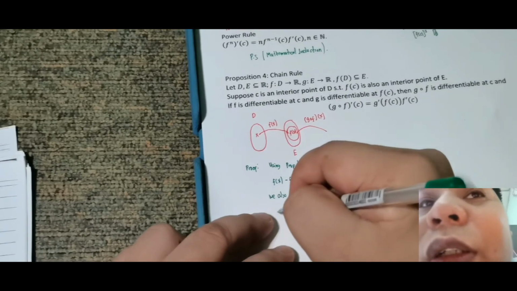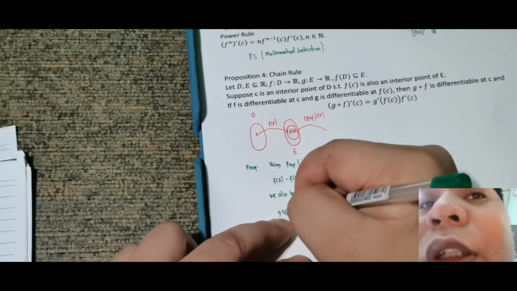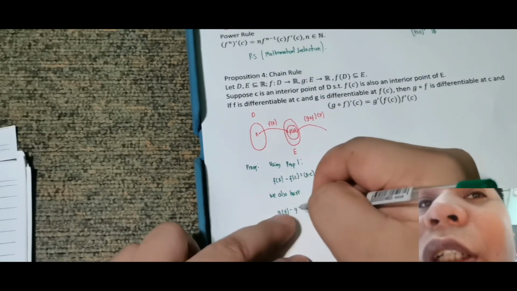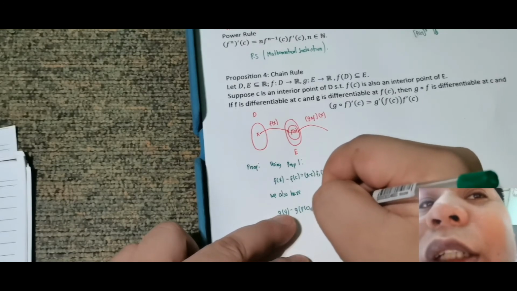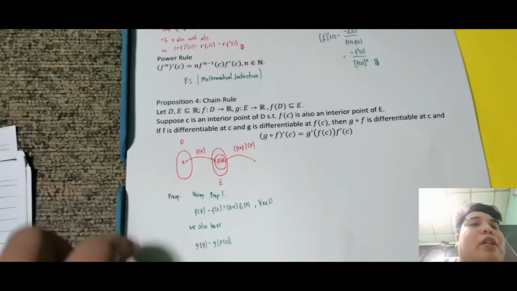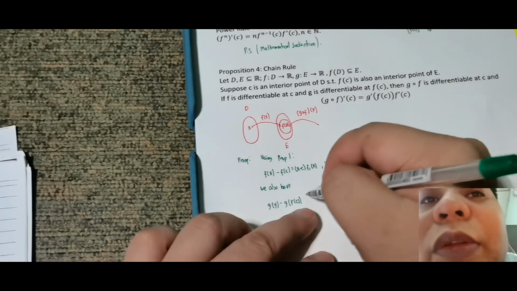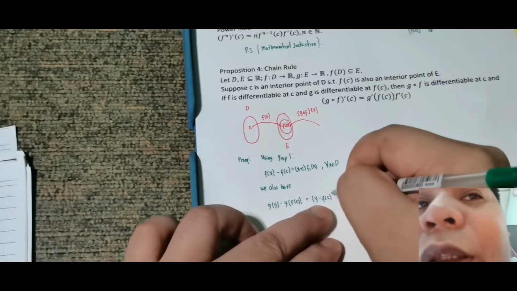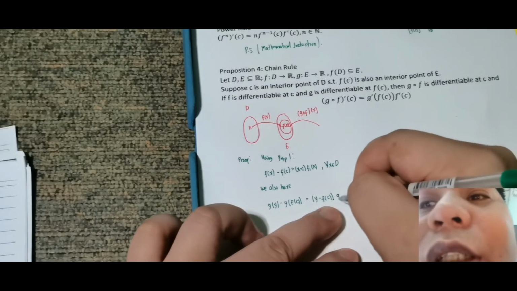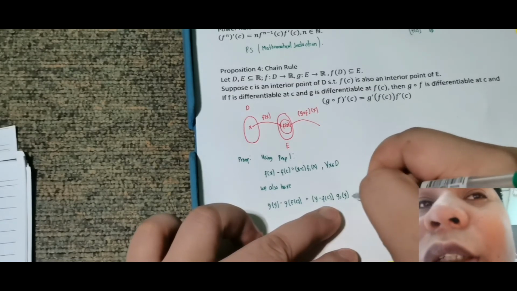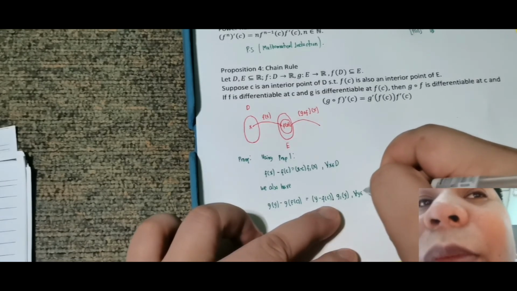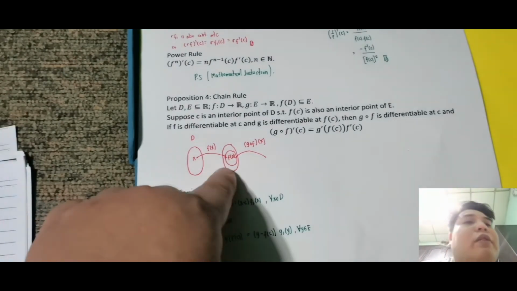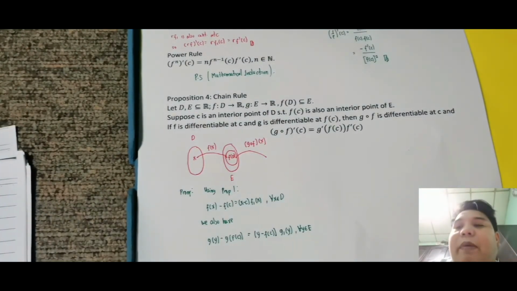g of y. So g of y is differentiable. g of y minus g of f of c, because g is differentiable at f of c, that is equivalent to y minus f of c times g sub 1 of y. So this is for all y element of E, because we are talking about the domain of g. Okay, so they are different elements.